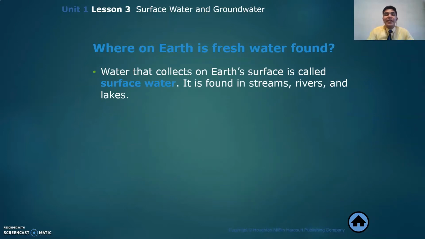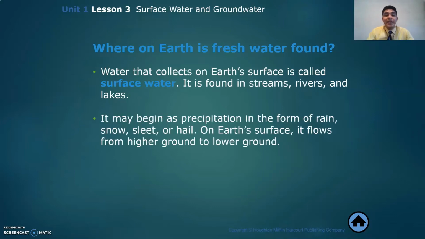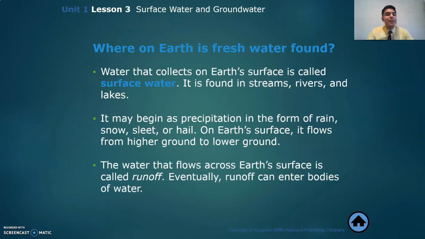So water that collects on Earth's surface is called surface water. It is found in streams, rivers, and lakes. It may begin as precipitation in the form of rain, snow, sleet, or hail. And on Earth's surface, it flows from higher ground to lower ground. The water that flows across Earth's surface is called runoff.